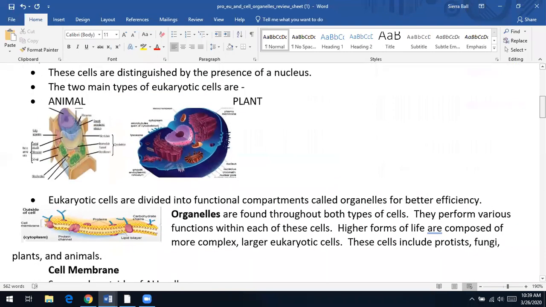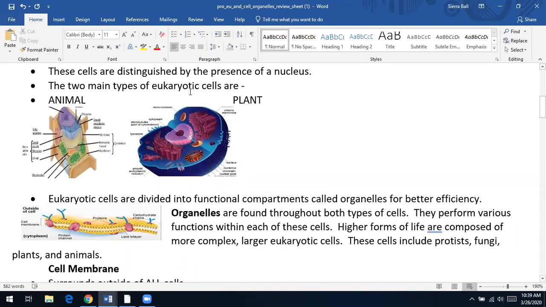Scroll on down. One thing that I definitely want to make sure that you knew: we're talking about eukaryotic cells. Plant and animal cells are examples of eukaryotic cells. From when we covered classification, the fungi and the protists technically fit here too. But what I want you to focus on is simply animal cells.